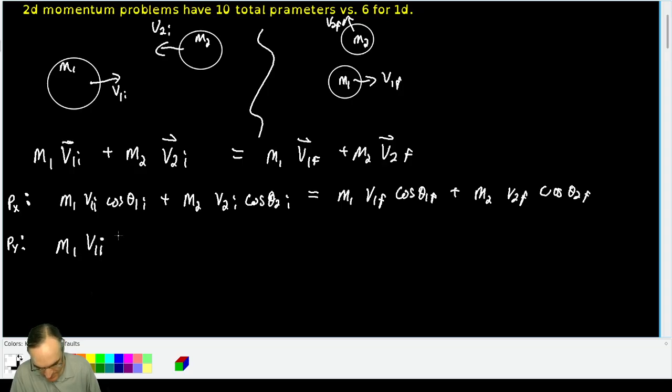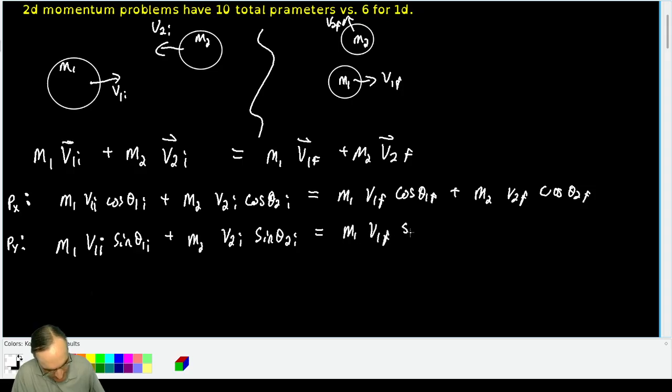m1 v1 initial sine of theta 1 initial plus m2 v2 initial sine theta 2 initial equals m1 v1 final sine theta 1 final plus m2 v2 final sine theta 2 final.